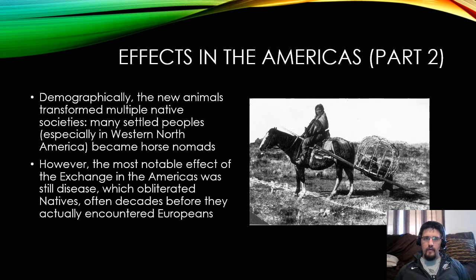With that said, of course, the most notable effect of the Columbian Exchange in the Americas is still disease, which obliterates natives oftentimes a long time before they encountered Europeans. Go-to example there is, of course, the Inca, who fought a civil war after one of their emperors died of smallpox several years before the arrival of Europeans into Peru.